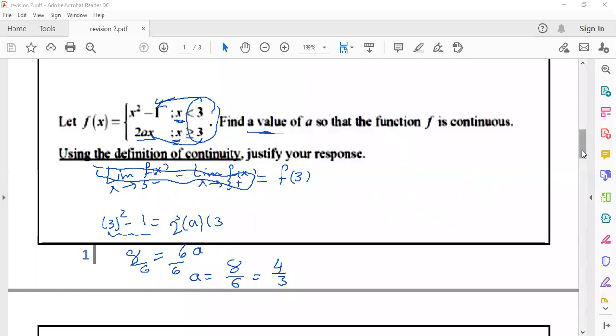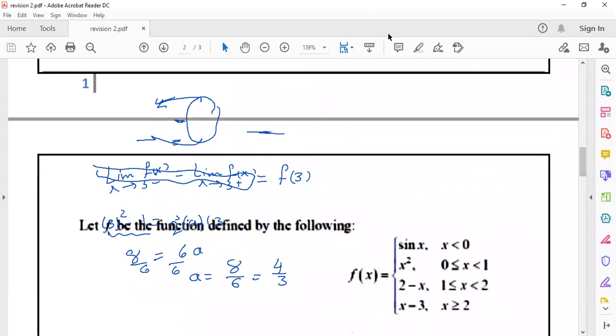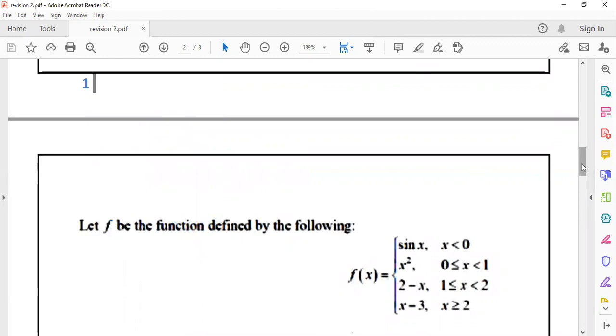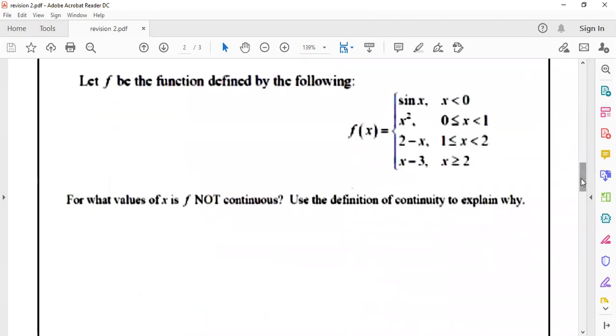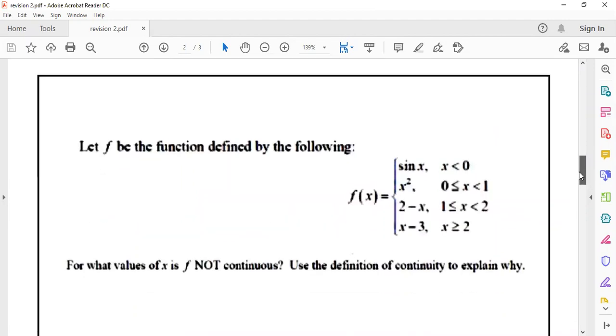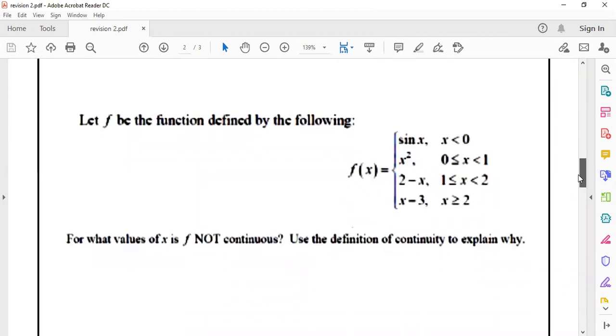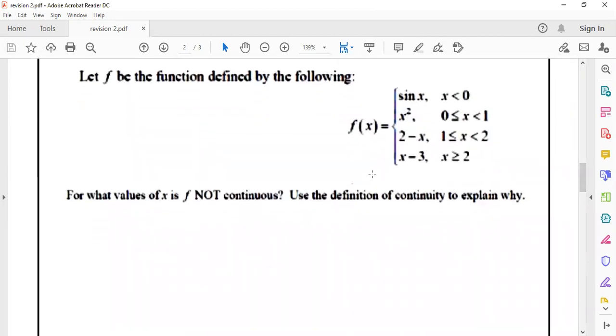Let's solve the following question. Clear first all of the drawing. Here, please read the head of the question. He asks you what? Look with me, because let f be the function defined by the following rule. As you see here, that is the definition of this function, defined by this rule. For what value of x is f not continuous? Use the definition of continuity.